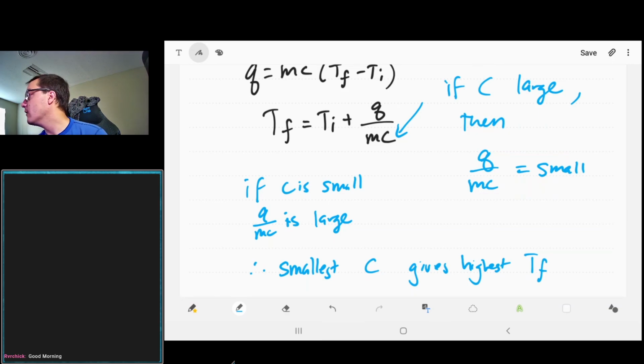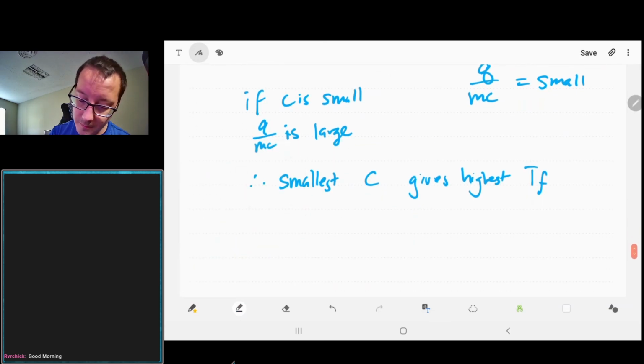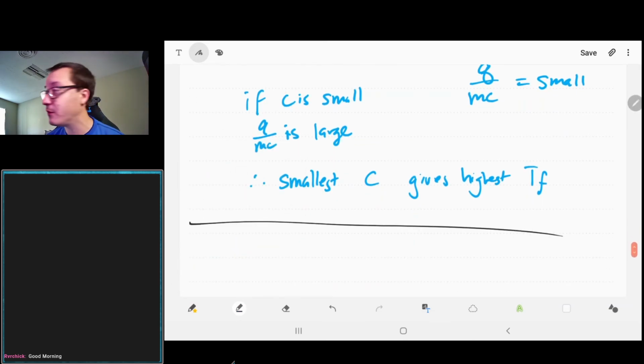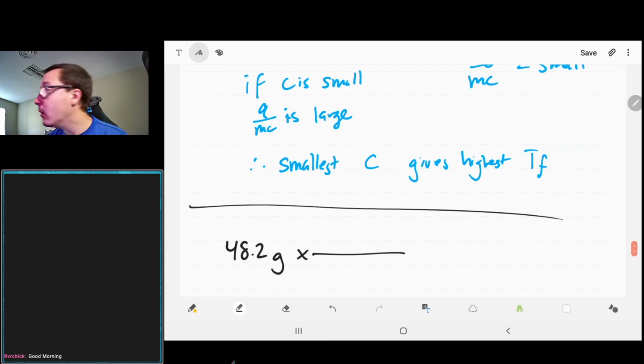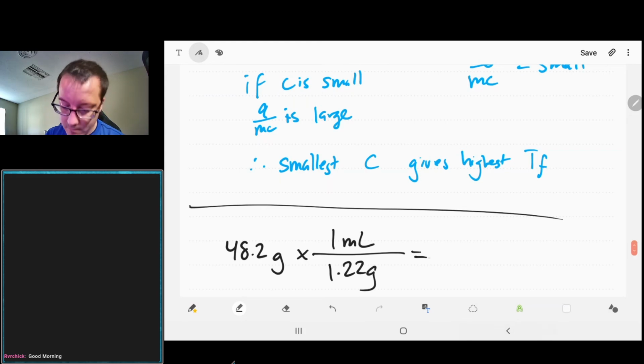Solution has a density of 1.22 grams per mL. What volume has that mass? All right, so density is your conversion factor between mass and volume. So we have a mass, we have a density, (48.2 divided by 1.22) gives 39.5. Yes, that's the answer we're looking for.